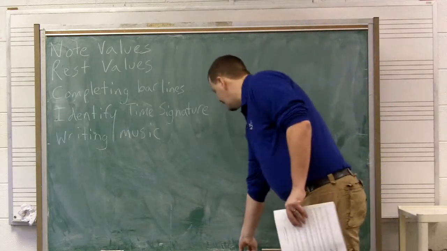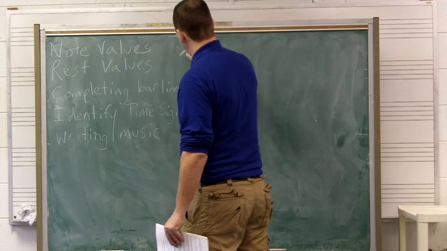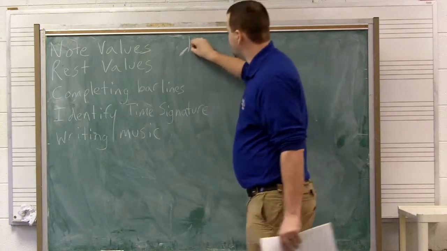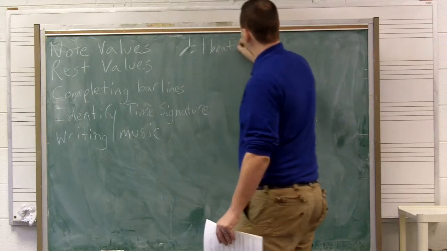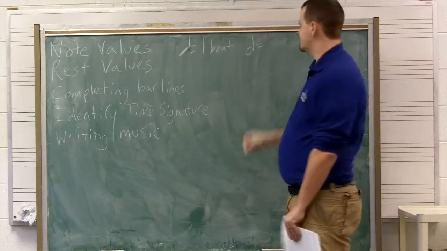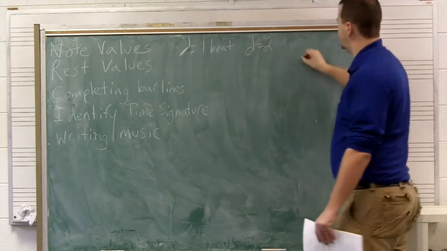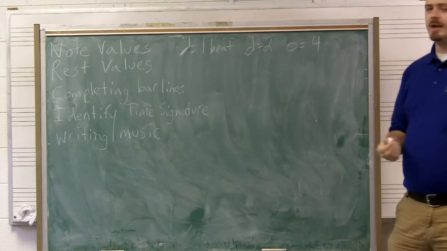Note values. At this point, you should know that a quarter note equals 1 beat, and a half note equals 2 beats. Okay? And then a whole note equals 4. You should know that by now.